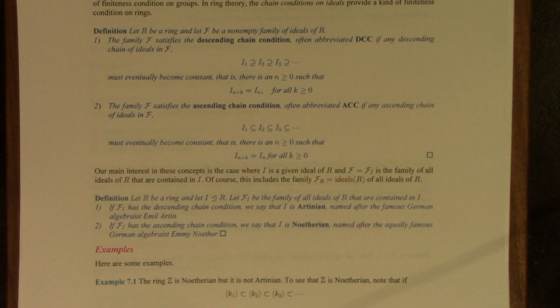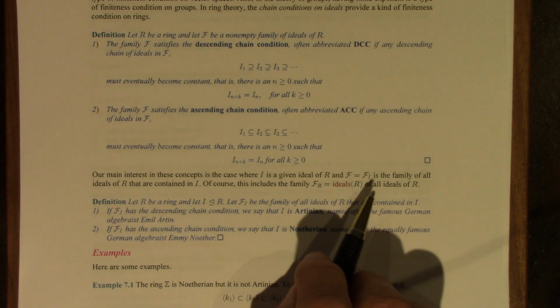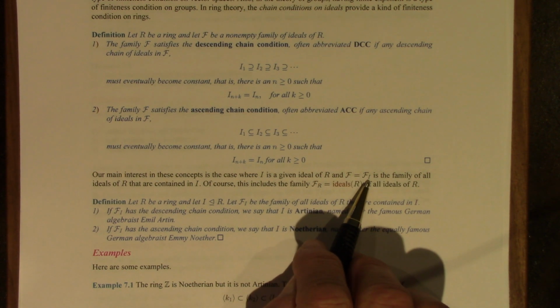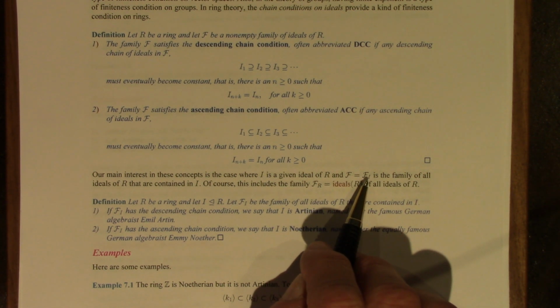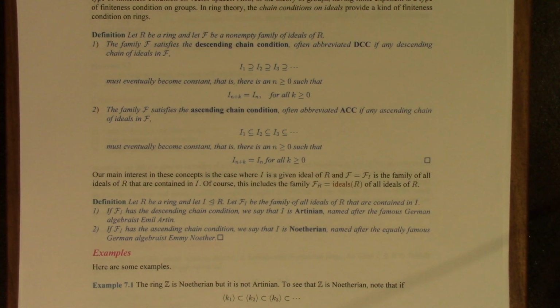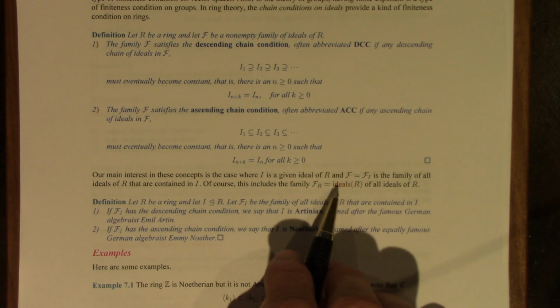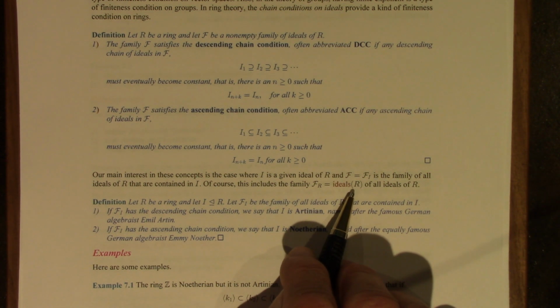Now, our main interest in these two concepts comes when I is a given ideal of the ring R, and F is the family F sub I of all ideals of R that are contained in I. Of course, this also includes the case where I is all of R, and so the family is the family of all ideals of R. That's the most common case.